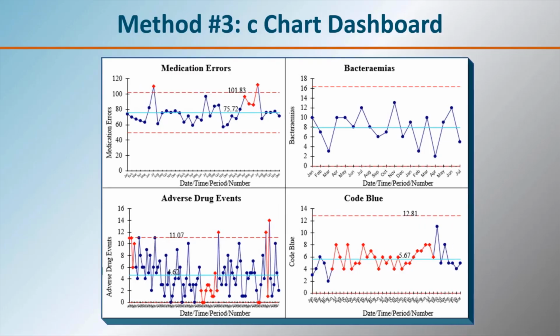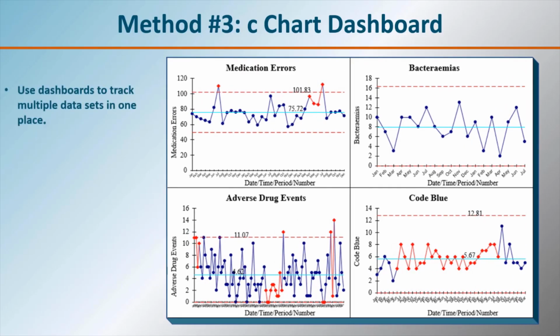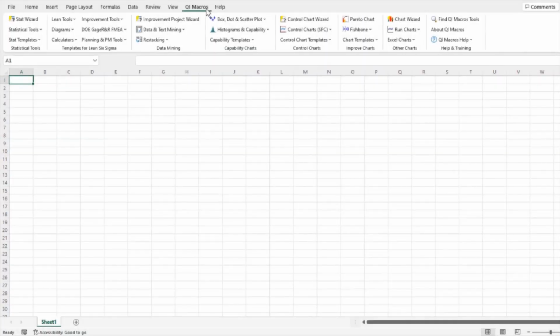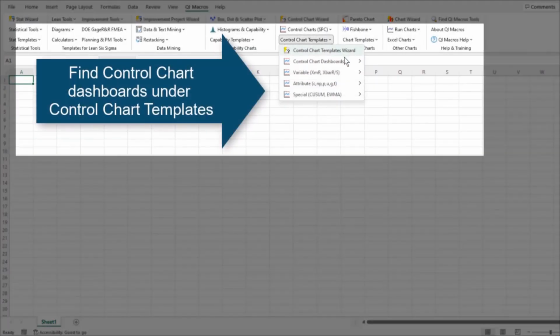Method number 3, the C-chart dashboard. Dashboards allow you to track multiple data sets or metrics from one place. You can quickly update these data sets from one worksheet. You can also organize multiple control charts on one page for easy viewing and presentation. You'll find the C-chart dashboard under Control Chart Templates.